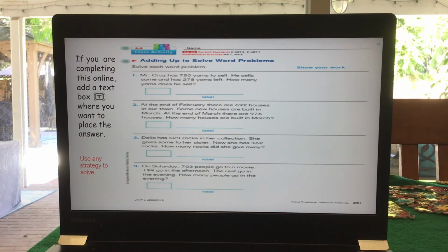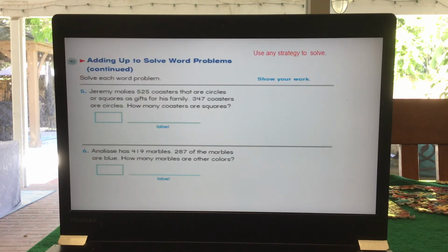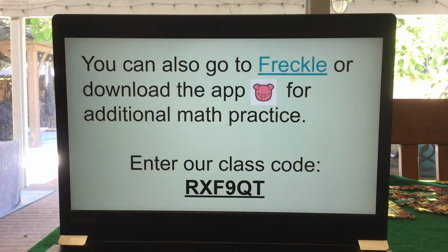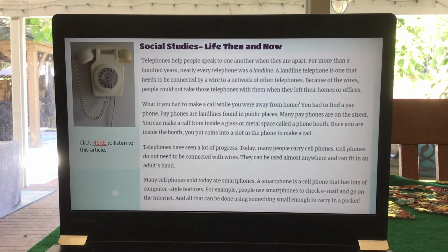All right, the next few pages are a couple word problems. So you're going to be reading through them. Remember to figure out what is the action in the story. You may use any strategy at all to solve. So you're going to be having 6 problems today. Freckle, remember that's always an option.